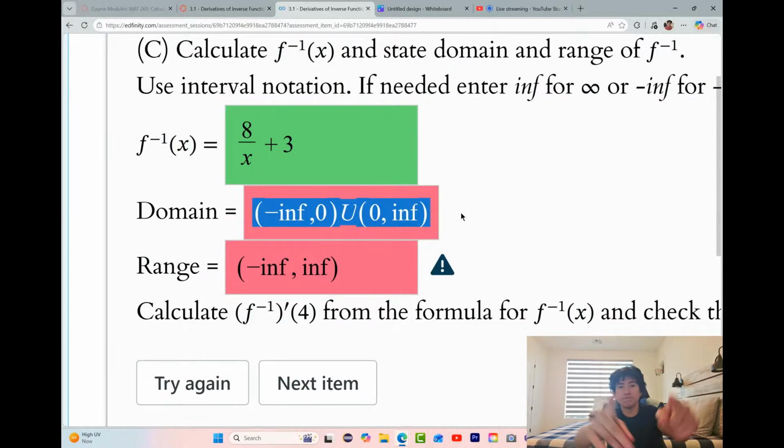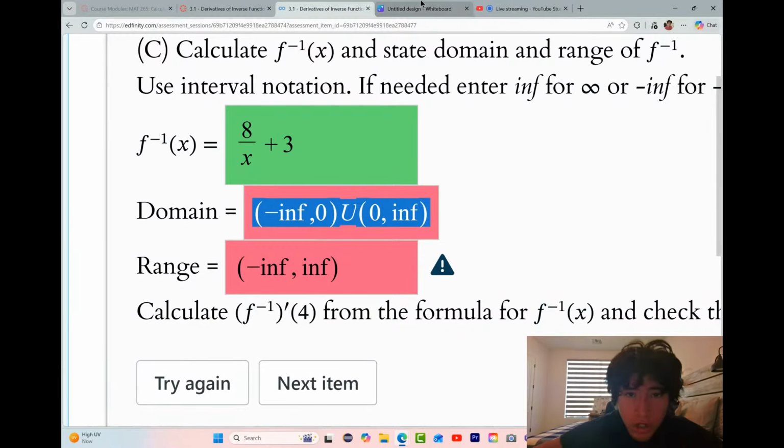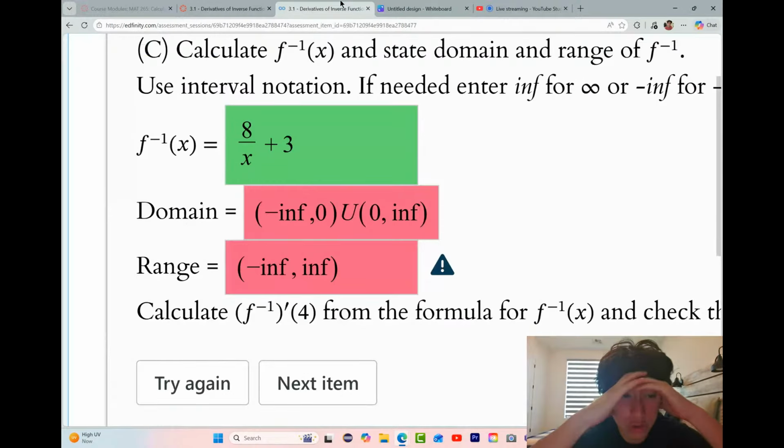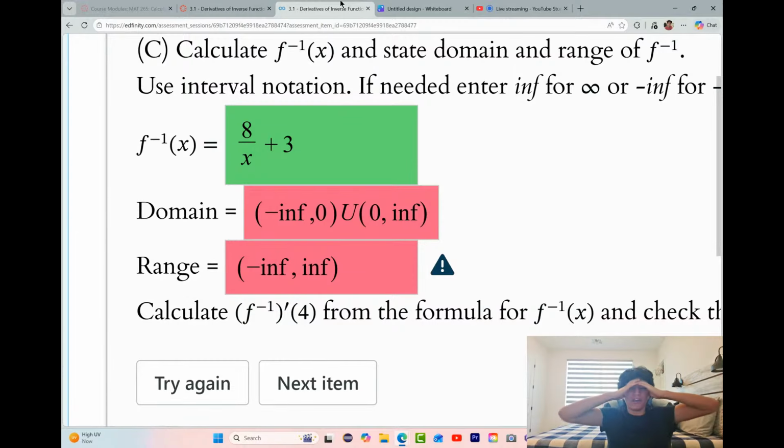Oh my goodness, guys. It's push-up time. Oh, come on. Just need to get some stimulation, you know. All right. We're good. We're good now, guys. We're good. Come on. We just need to get this domain and this range. Oh my gosh, guys.